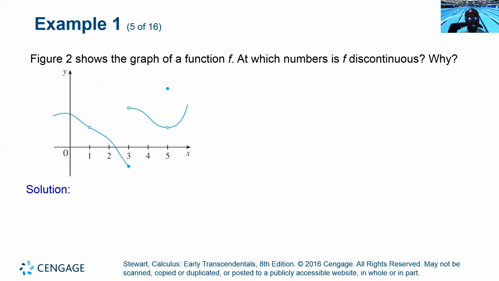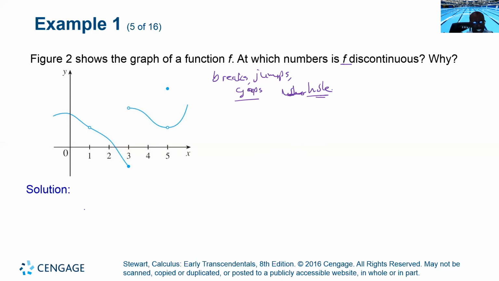Okay, now let's take a graph example. We want to determine where this function f is discontinuous. Where there's a hole, where there's a break, where there's a jump, these are all discontinuous. So where you have breaks, you have jumps, or you have gaps, or you have a hole, that is all in the graph.